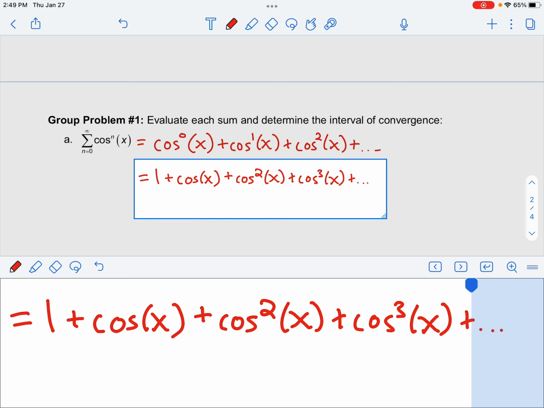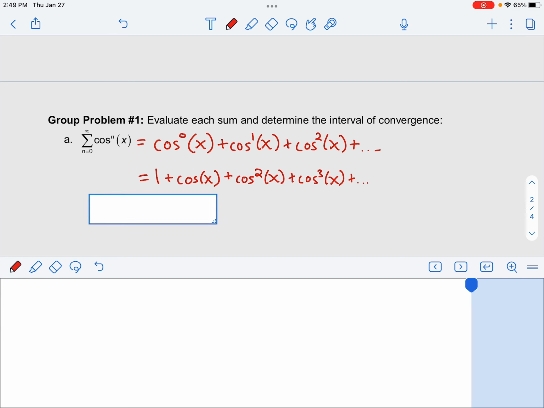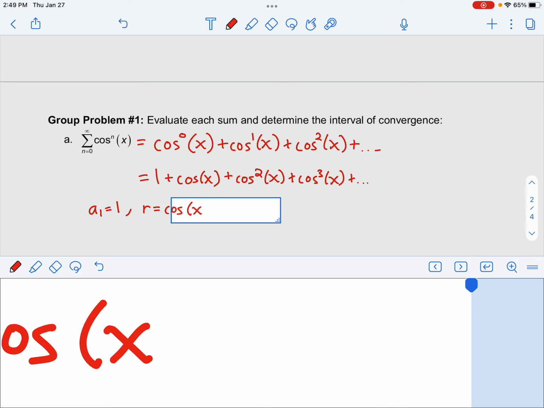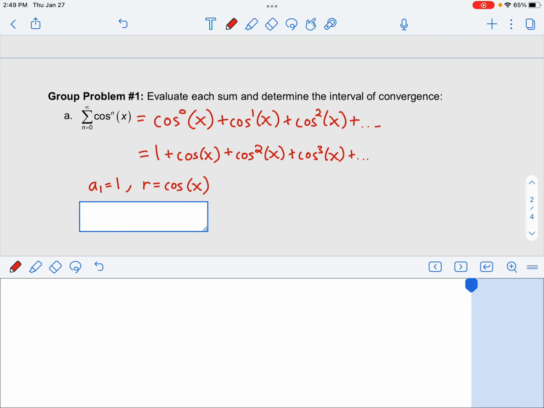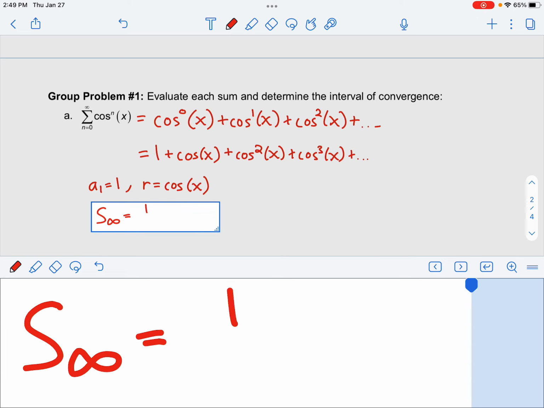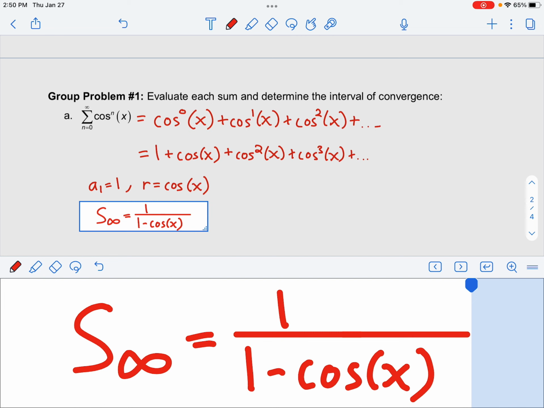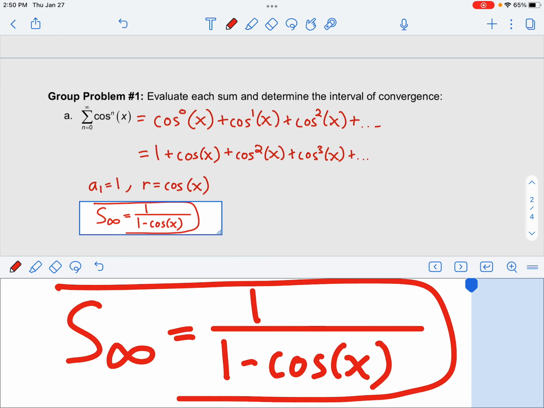So we can treat this like any other geometric sequence. A sub 1 is going to be 1, and the r value looks like we're multiplying by cosine of x each time. So what is the sum of this infinite series going to be? It is going to be 1 over 1 minus r, which is cosine of x. So there's the answer for the sum.